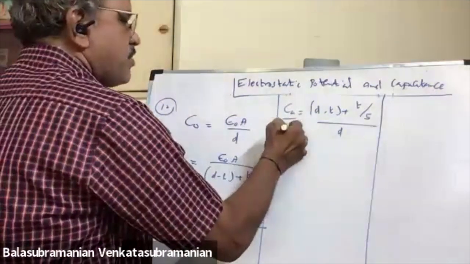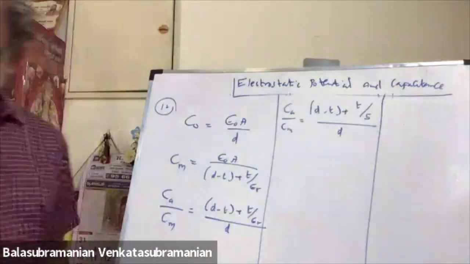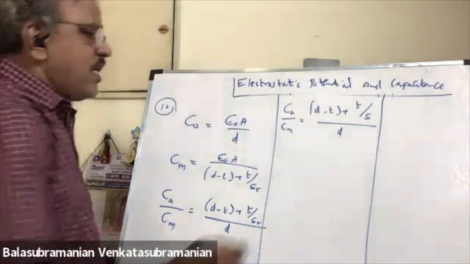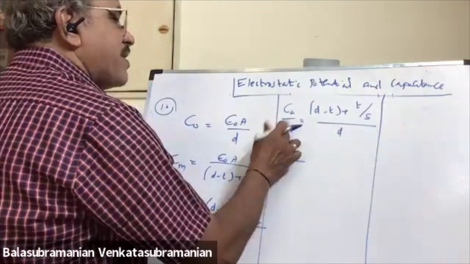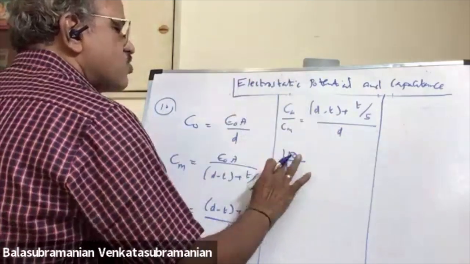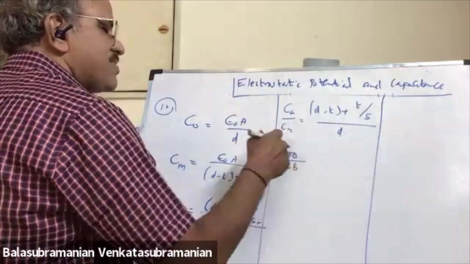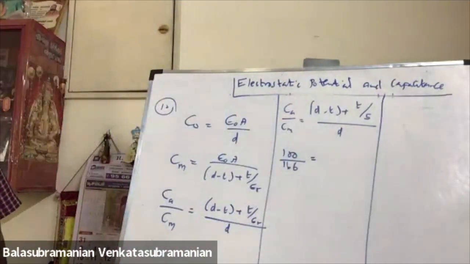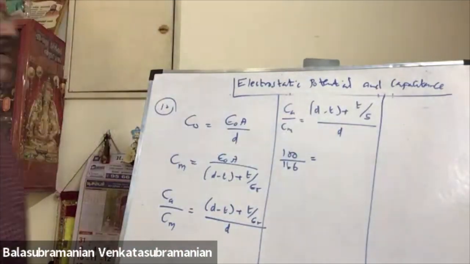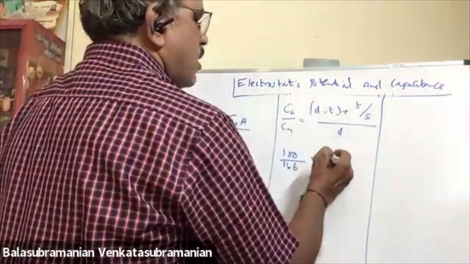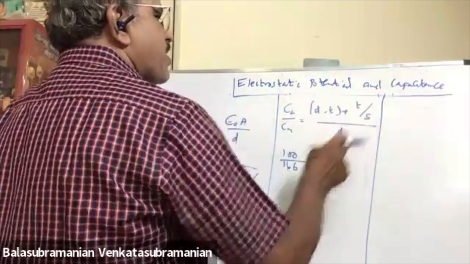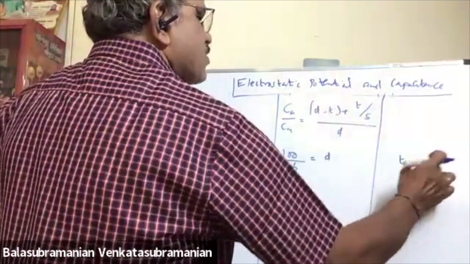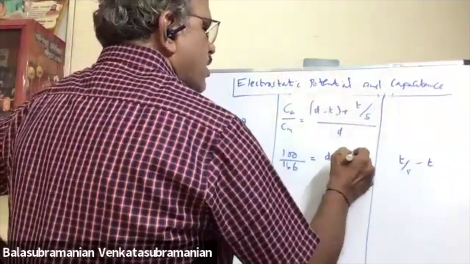Cr by Cair. The question says if Cair is 100, it is increased by 66 percent, so this is 166 percent. Percentage gets cancelled. D minus T plus T by 5. So T by 5 minus T is T minus 5T by 5, that is minus 4T by 5.